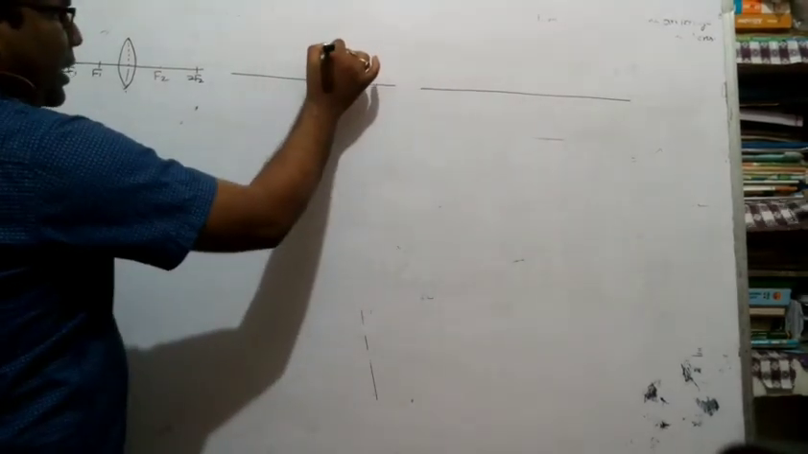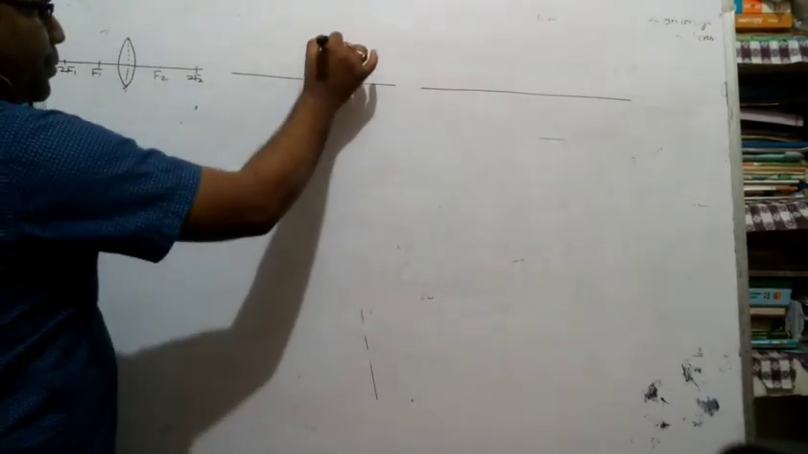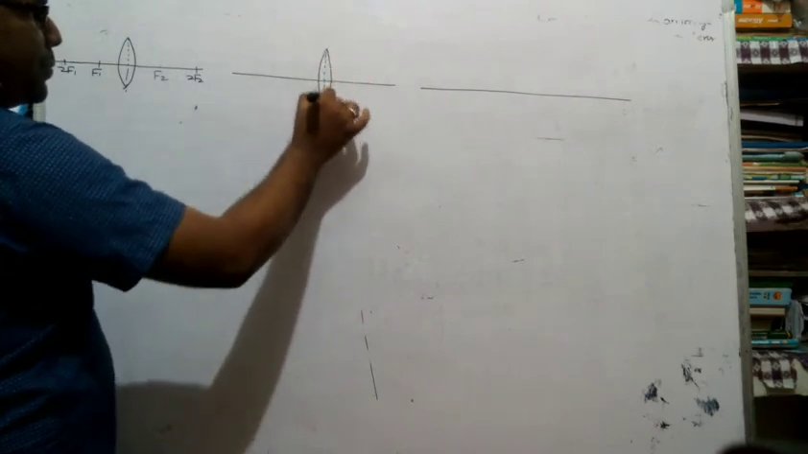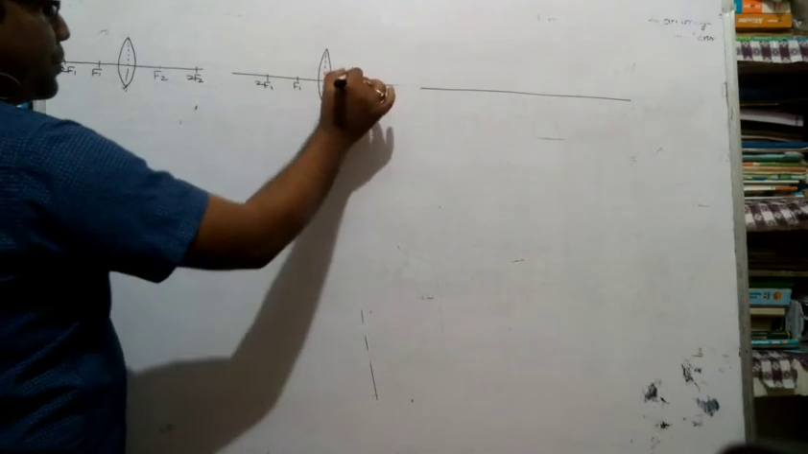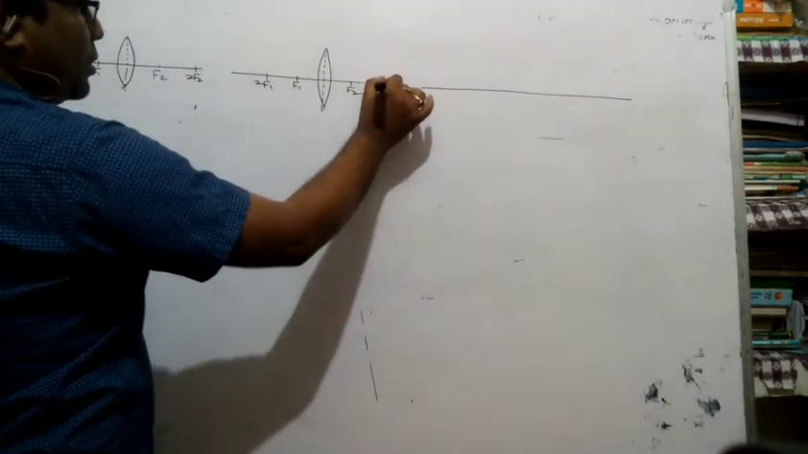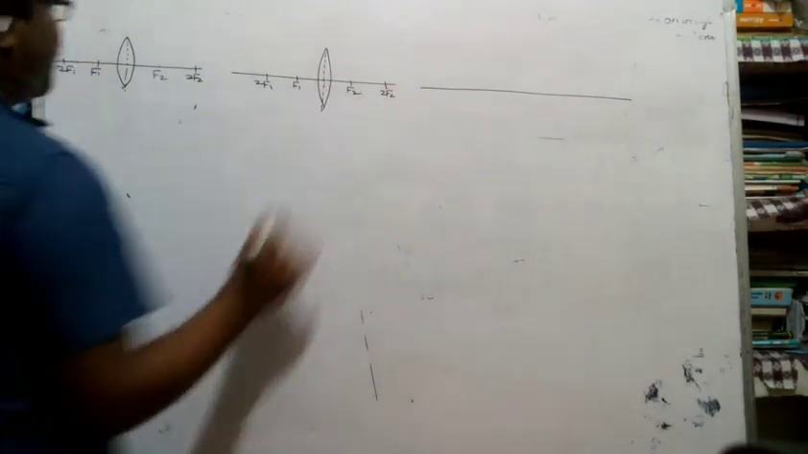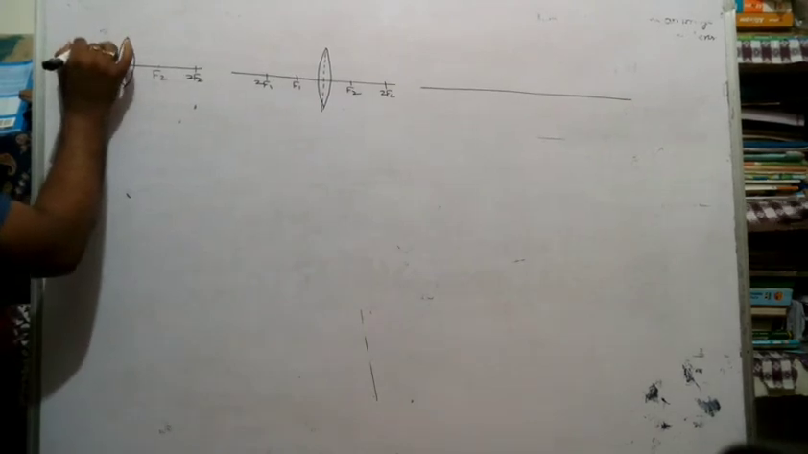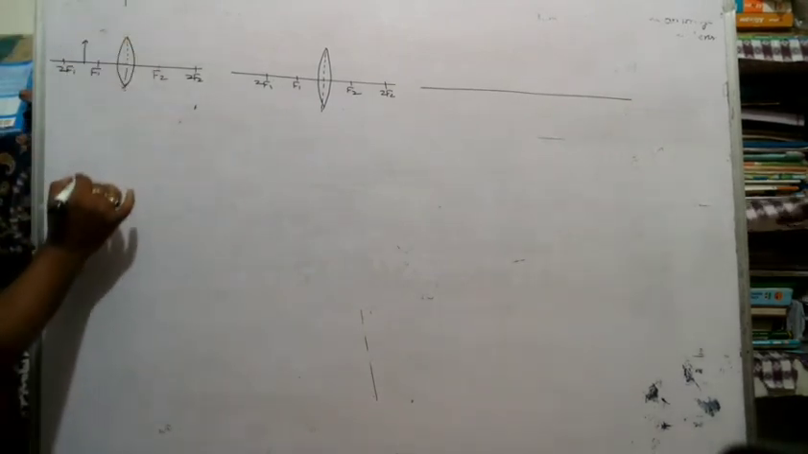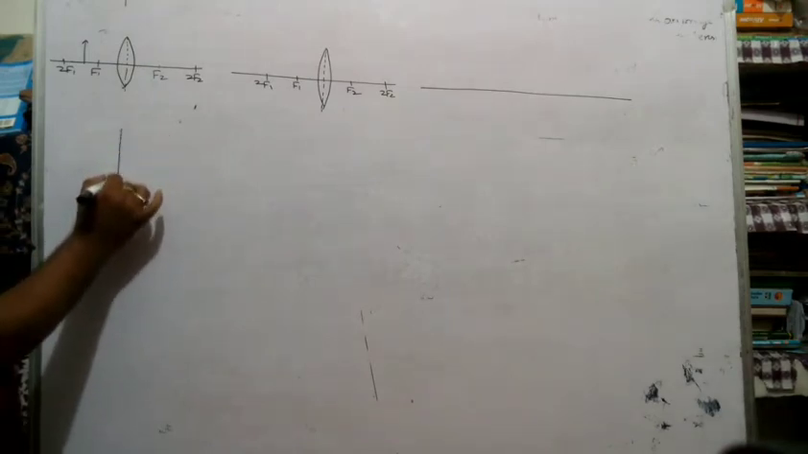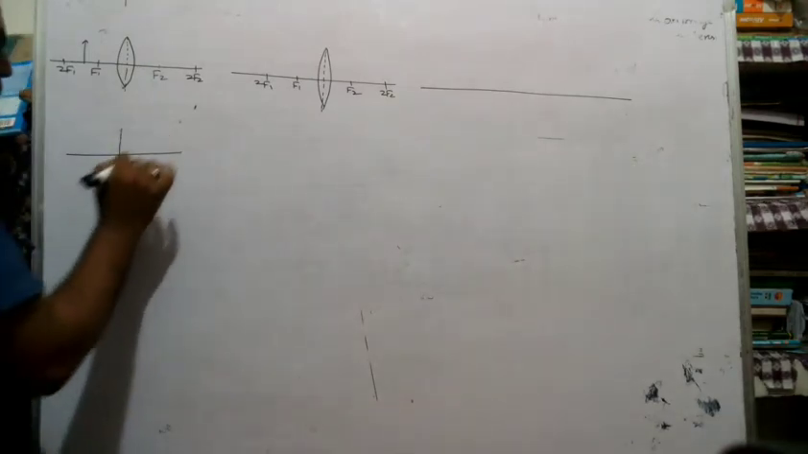Again, there is another diagram. Convex, f1, 2f1, f2, and 2f2. Beta, this is the position. Look at this. This is your sign convention.